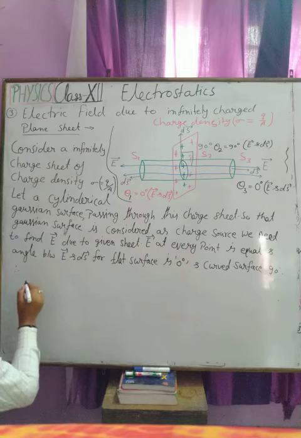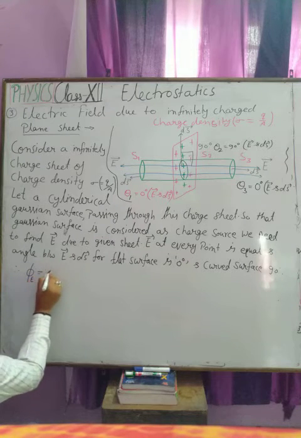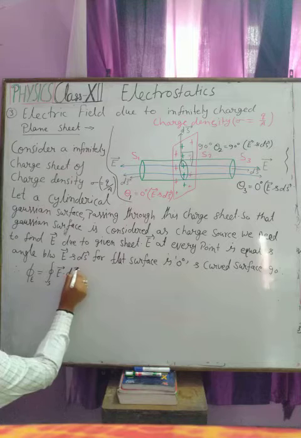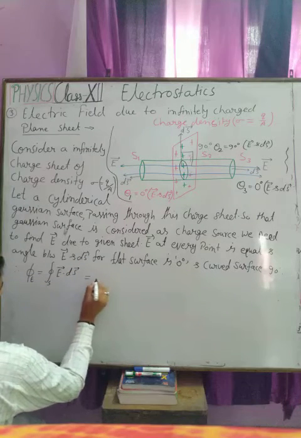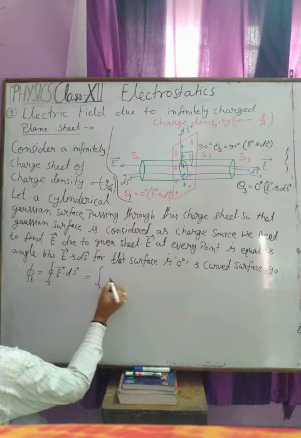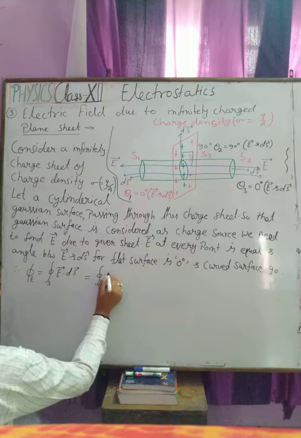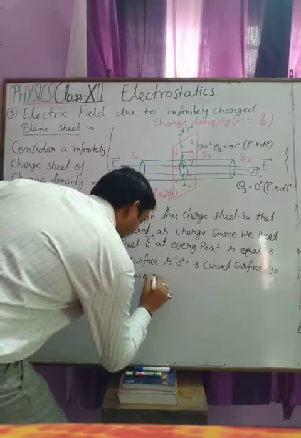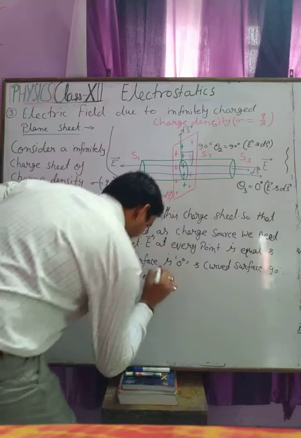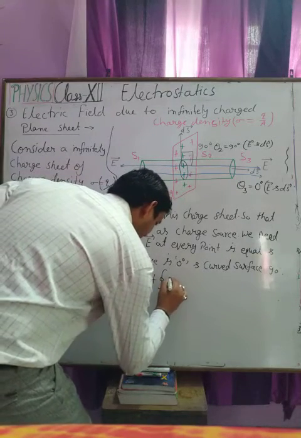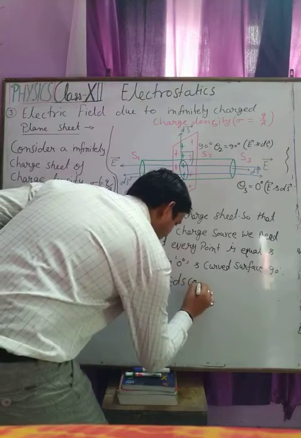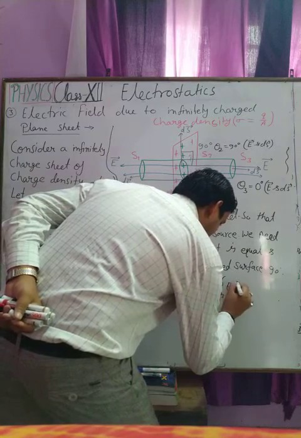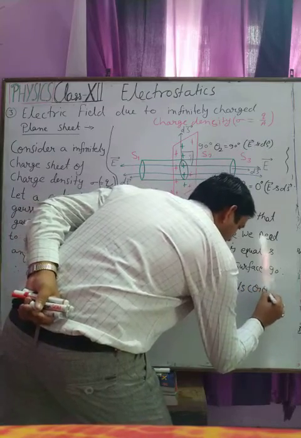Therefore, the flux passing through the closed surface, vector E dot ds, is considered for surface 1: E ds cos theta 1, plus for the second surface E ds cos theta 2, and plus for the third surface E ds cos theta 3.